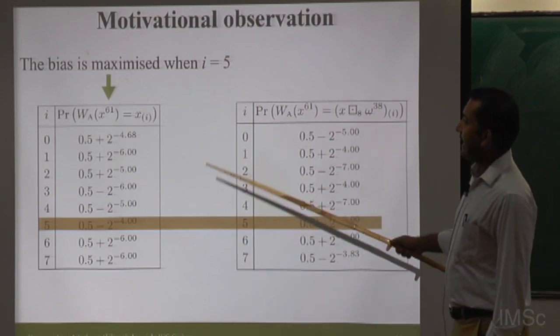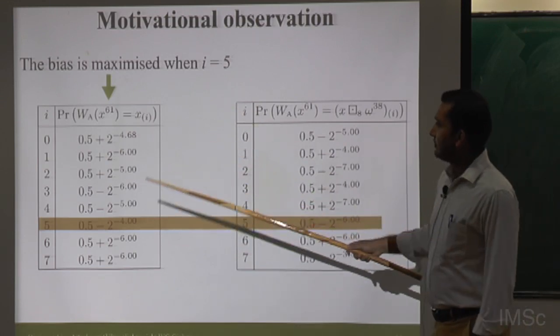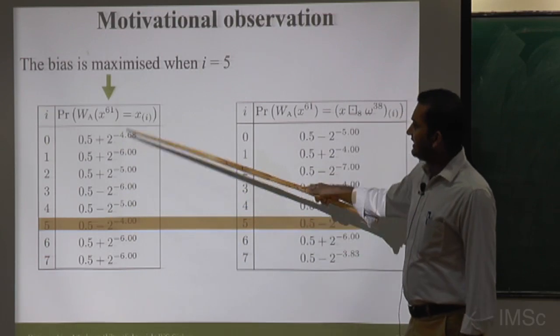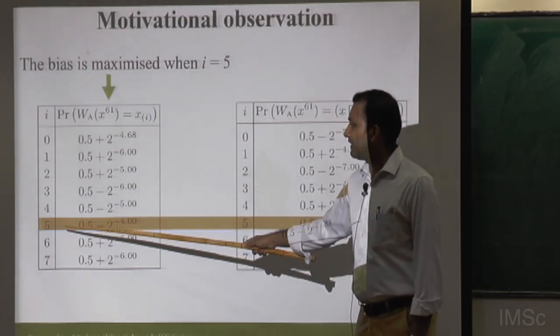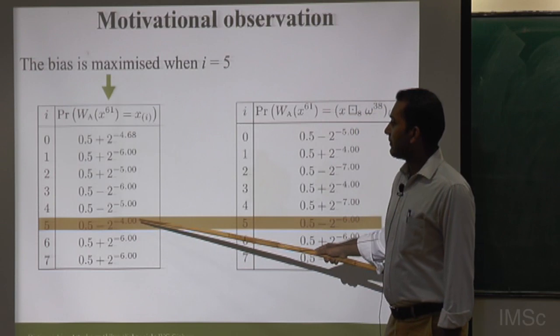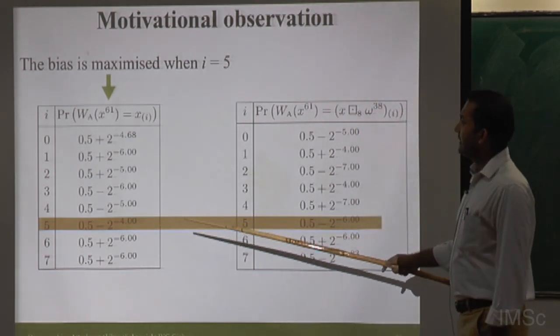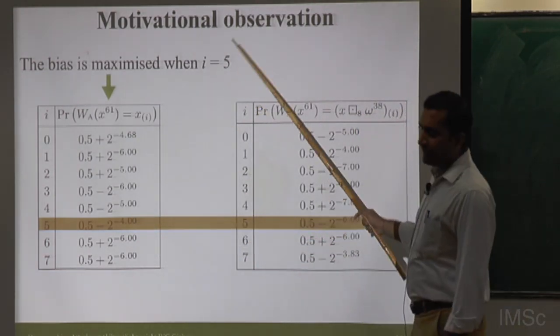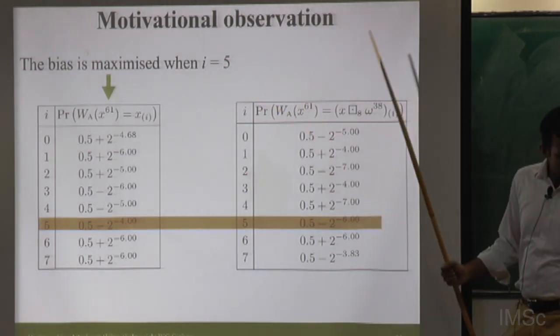Again, for WGA 61, we find that in this particular table, the bias will be maximized when i equals 5. So 2 power minus 4 is the maximum bias. Therefore, hereafter we will be considering the case i equal to 5.